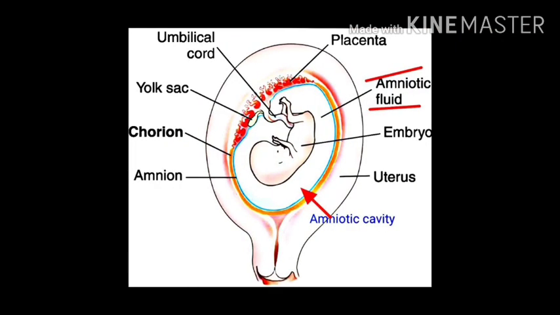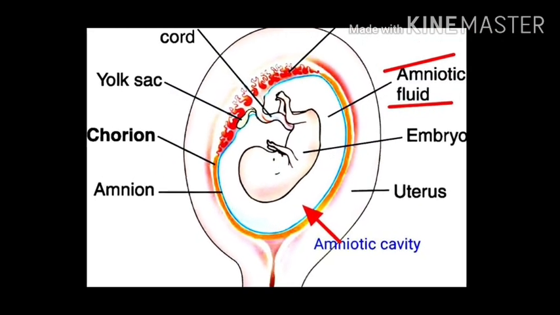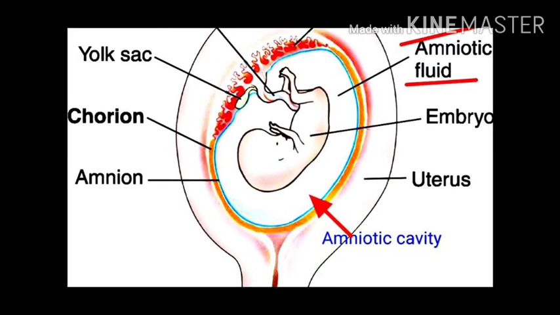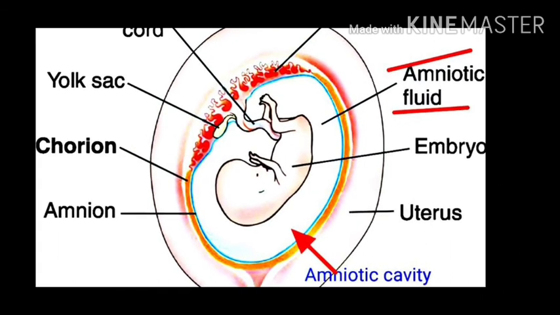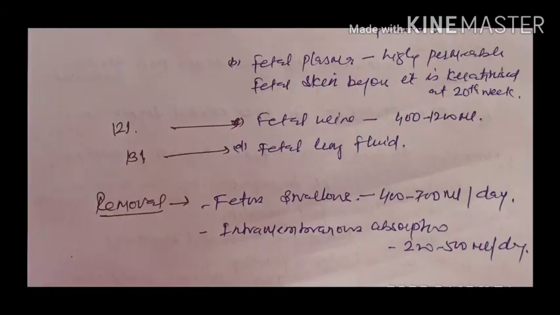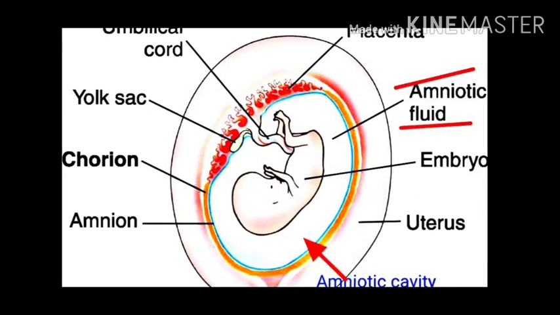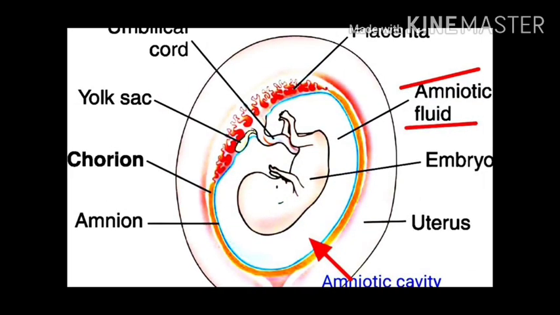This is, so you can easily see, the amniotic cavity, and the fluid accumulated in the amniotic cavity is known as amniotic fluid. This denotes chorion, and the blue line denotes amnion, and this is a yolk sac. This is the umbilical cord by which the fetus is attached to the placenta. This one is the placenta, and this is the fluid.